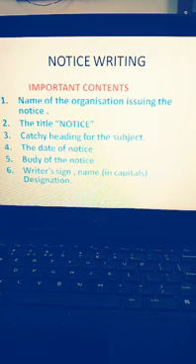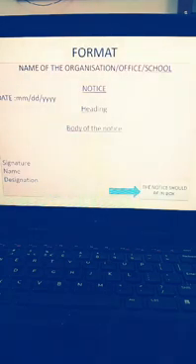Students, you will understand better when you see the format of it. The next is a catchy heading for the subject, then the date on which the notice has been issued, and the body of the notice, which will be discussed in detail in the video. Then the writer's name at the end in capital letters, and the designation, which means the post of that person. Moving on, this is the format of it.